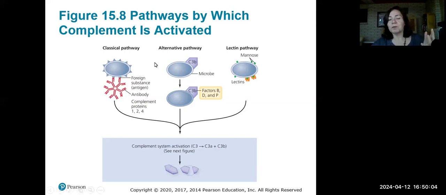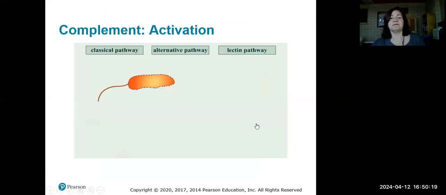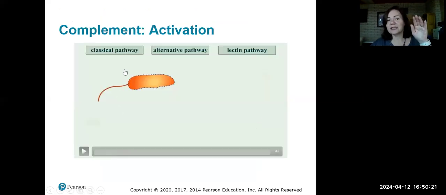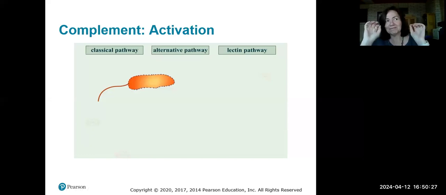But they all have in common that they activate the same set of proteins, and at every step that they get activated, it amplifies the signal. You get more and more and more of a reaction. Okay. So here's the video. It's going to cover these three pathways. Please don't get all caught up in all of the detail, because there's time for that later. What I want you to see is what they have in common.